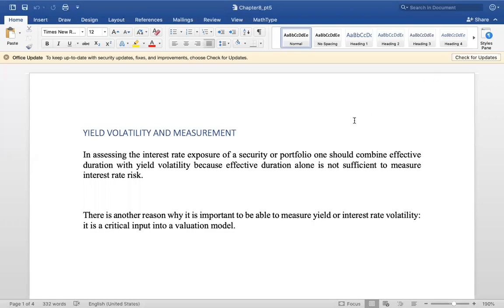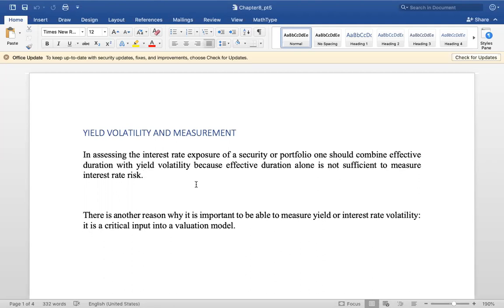Okay, so this is part number 5, the last part of the series of video lectures in chapter number 8, term structure and volatility of interest rates. We will talk about yield volatility and its measurement.